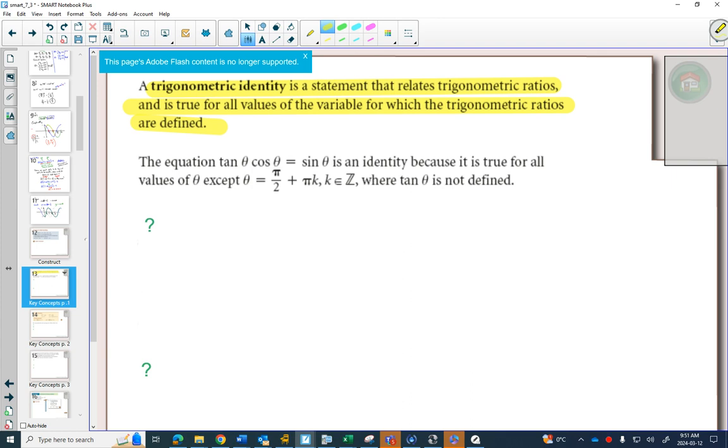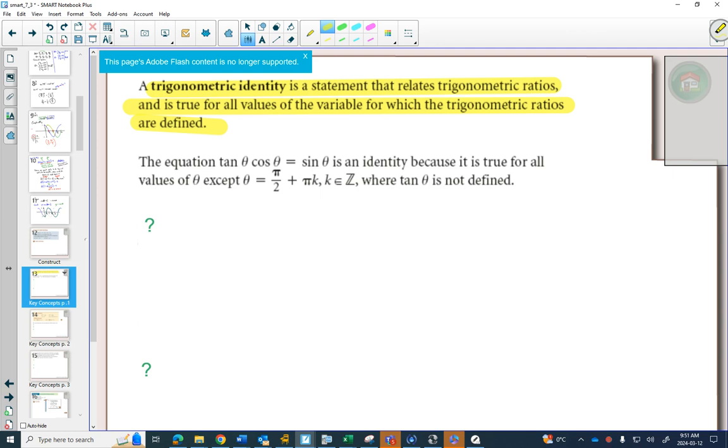An identity is a trig statement that's always true. And you've learned some already. You've learned that sine squared theta plus cos squared theta is always 1. That's a trig identity. You know another big idea from chapter 6. Tan of theta is sine of theta over cos of theta. That's always true. So that makes it a trig identity.